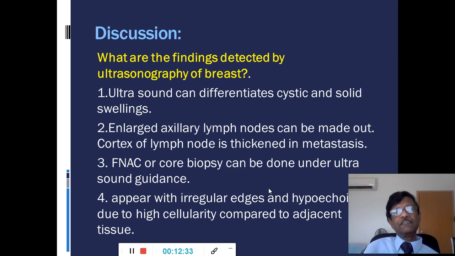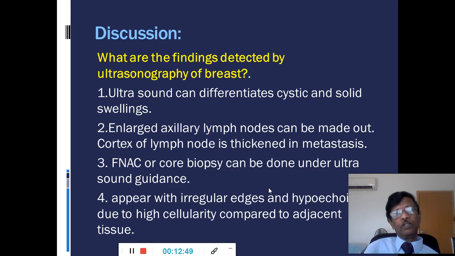What are the findings detected by ultrasonography of the breast? Cystic and solid swellings. Ultrasound can differentiate between cystic and solid swelling. So that's why the first thing one can make out is whether it is a cystic or solid swelling.